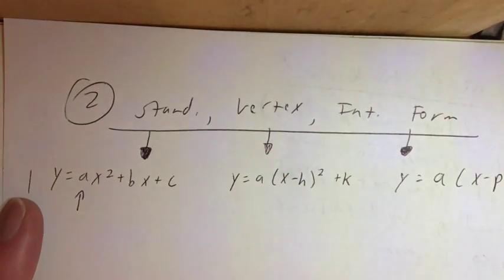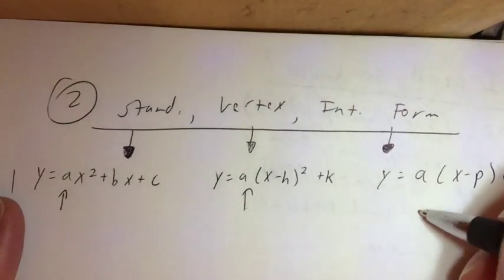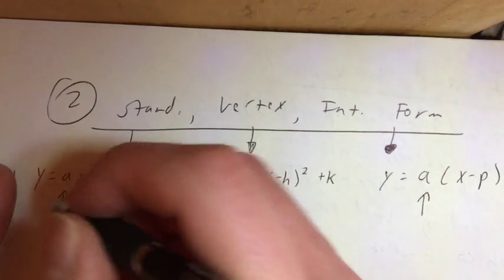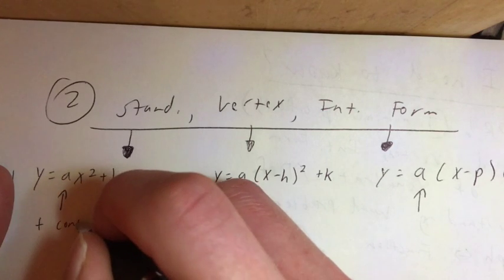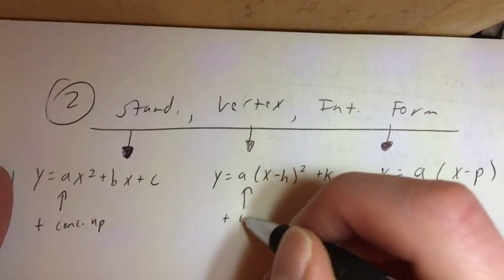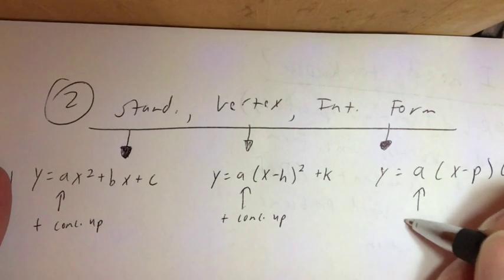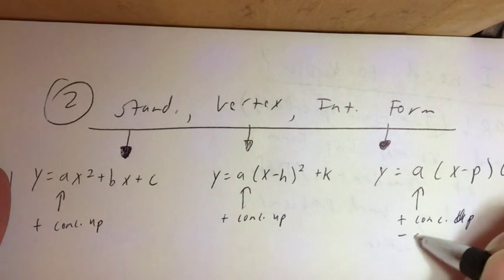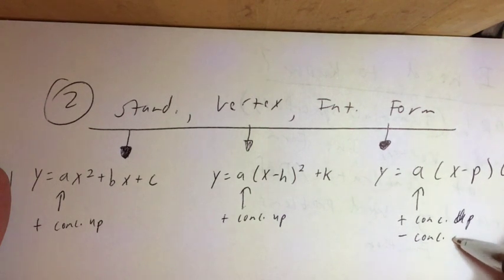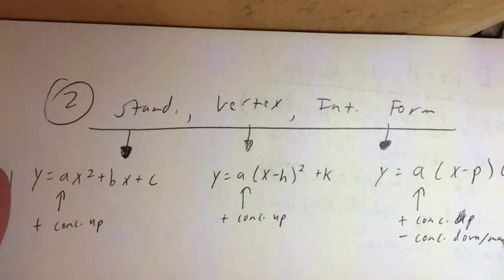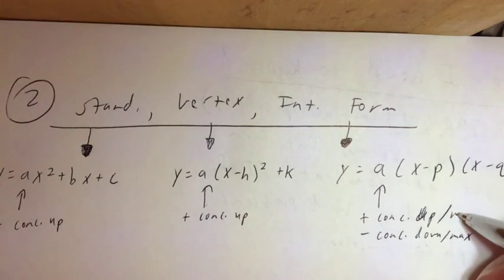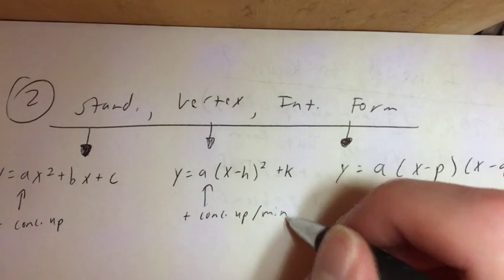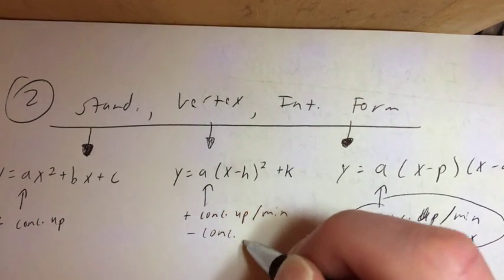A, what does that tell you in every single equation? It exists in all of them. That tells you whether or not it's going to open up or open down. If it's positive, it's concave up. What if it's negative? It's going to be concave down, right? And also, if it's concave down, you have a max. And if it's concave up, you have a min. We've been doing that every day pretty much. I've been saying that over and over again, so hopefully you have that by now.